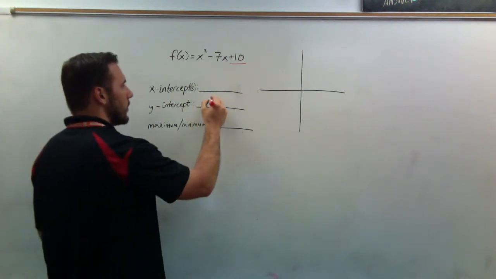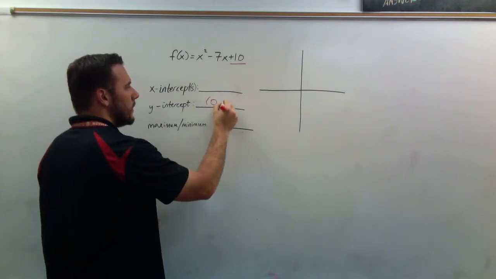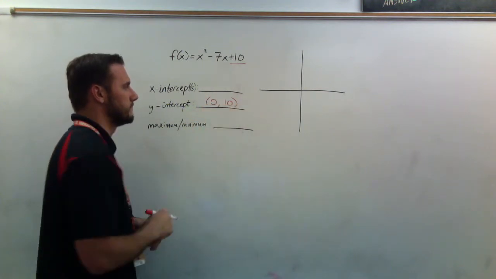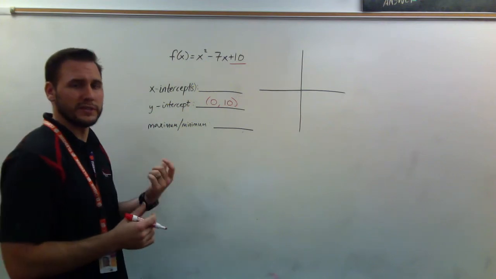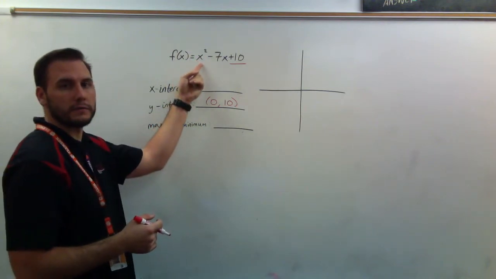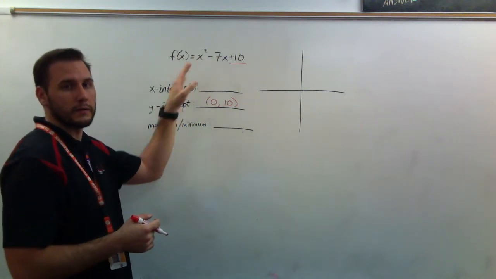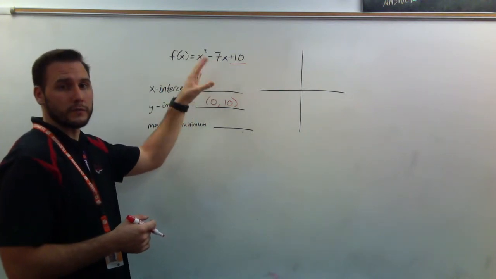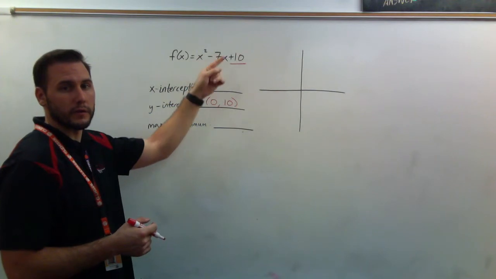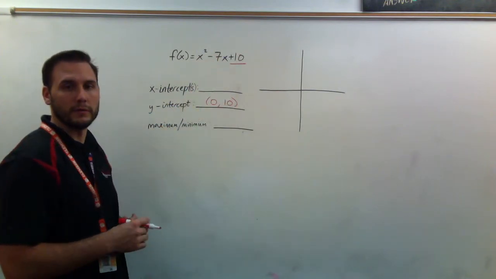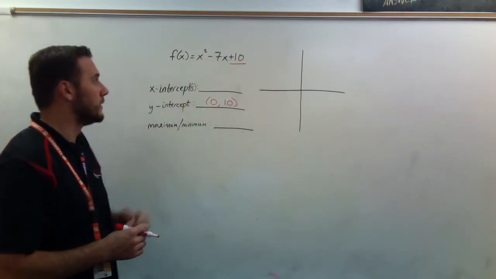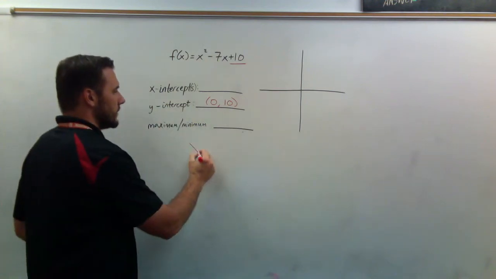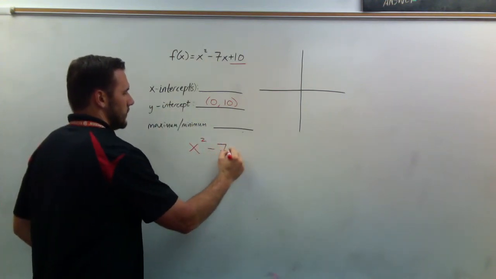So we already know that our y-intercept is, when x is 0, y is going to be 10. And if that doesn't make sense to you, think about what happens if you plug 0 in for x. 0 squared is 0, that goes away. Minus 7 times 0 is also 0. So you just have 0 minus 0 plus 10, and you end up with a y value of 10. Okay? Now, take the equation, x squared minus 7x plus 10.